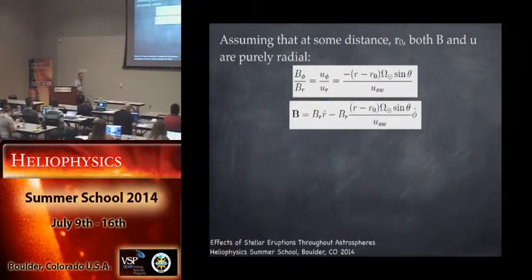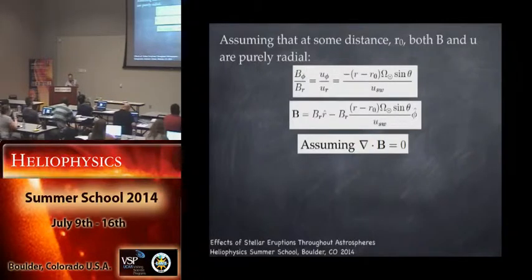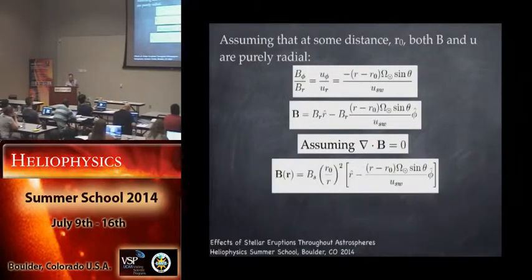So we can rearrange the equation and get the equation for the magnetic field. And if we take the divergence of the magnetic field equal to 0, we get this equation for the structure of the magnetic field line in the heliosphere. And this is the Parker magnetic field. It's based on this Parker spiral topology of the magnetic field in the heliosphere.